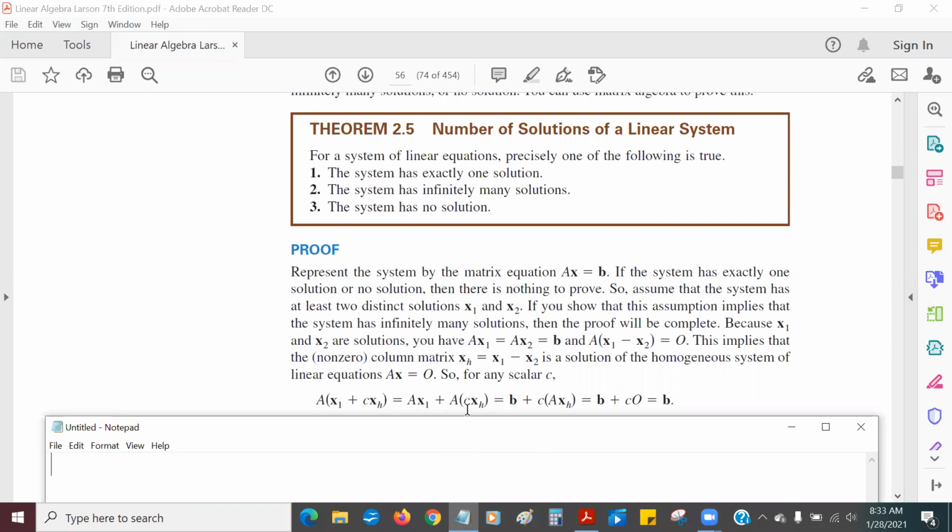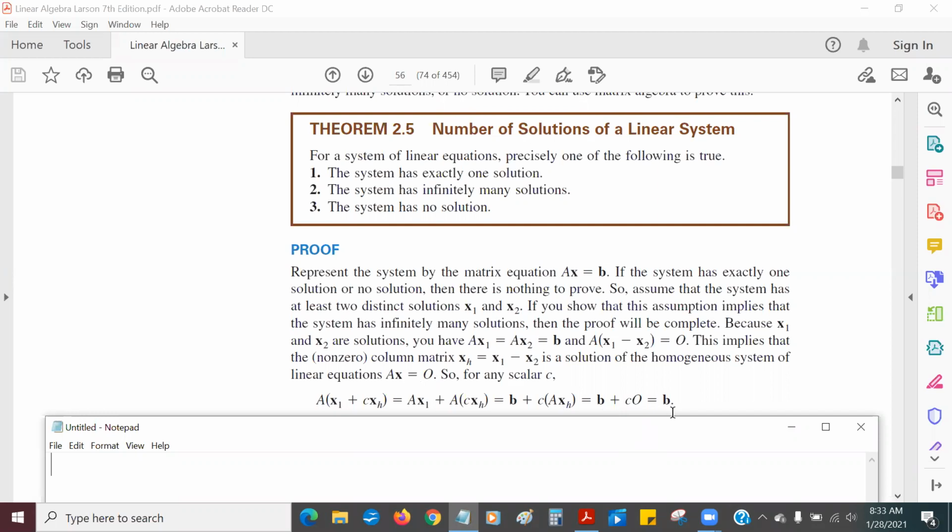And so A times CXH becomes C times AXH. But I also know that AXH is 0. That was my whole supposition. That's what I get from the given already. And a constant times the 0 matrix is just the 0 matrix. And if I add a 0 matrix onto any other matrix, that means that I just get the original matrix.